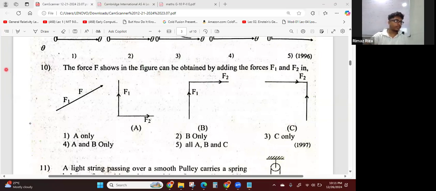Here is the typing mistake I can see. This here is not F1. This F1 should be here. The force F shown in the figure can be obtained by adding the forces F1 and F2.